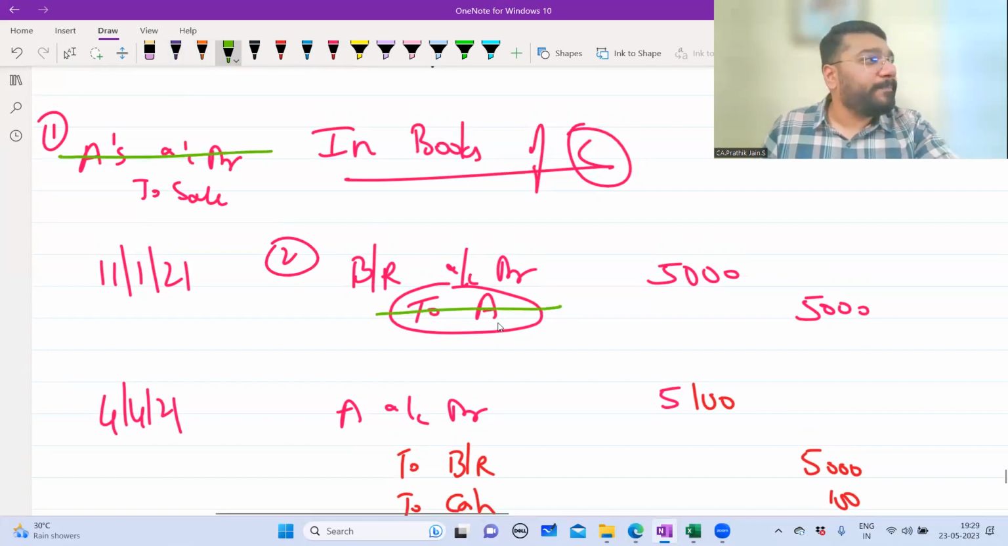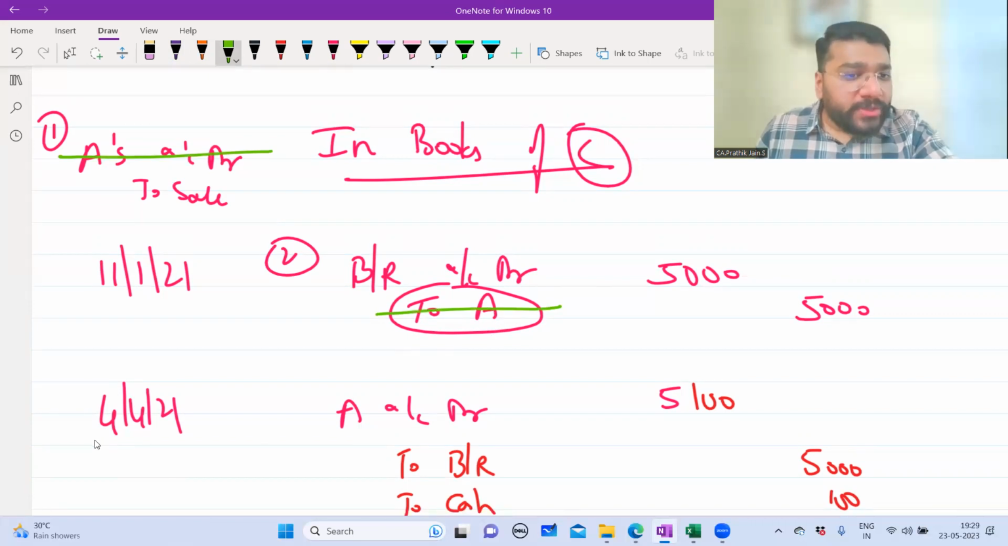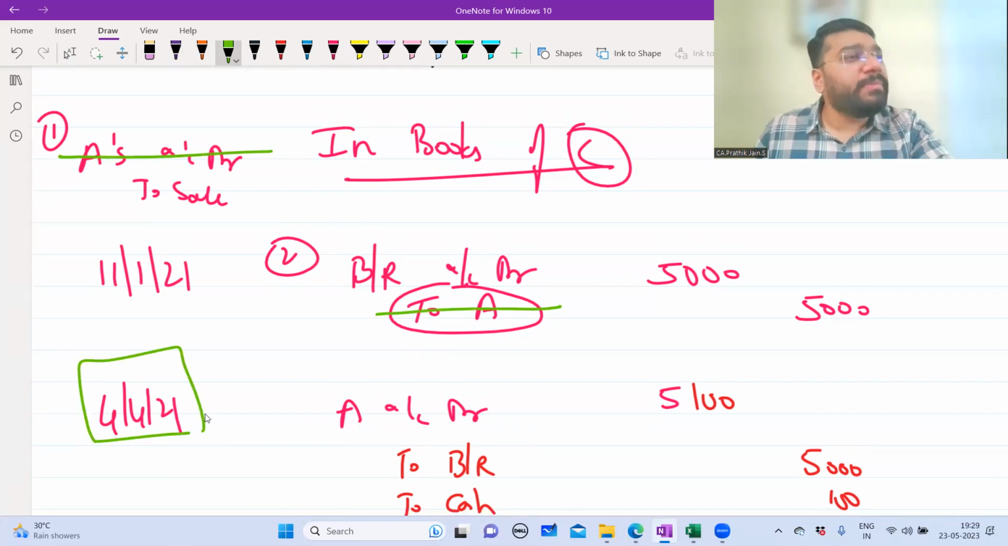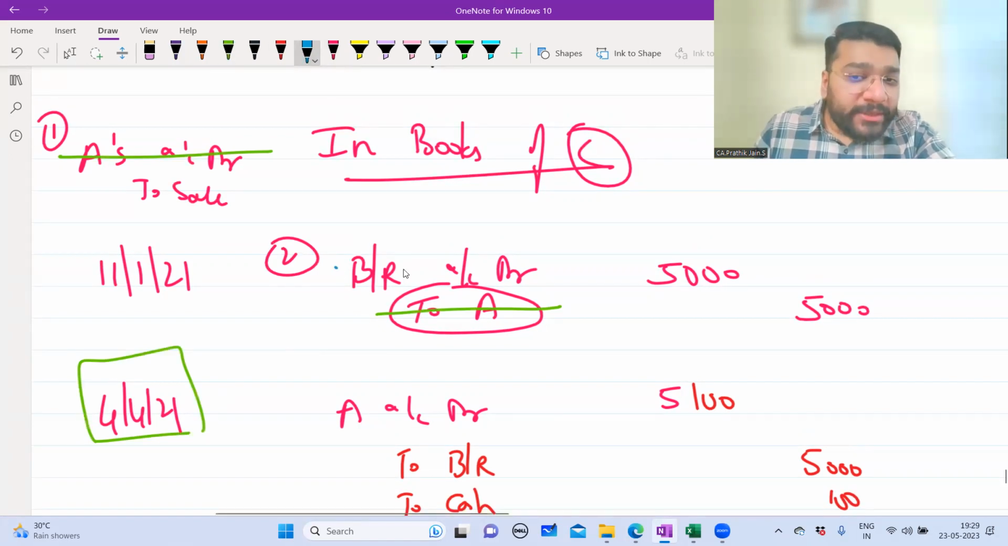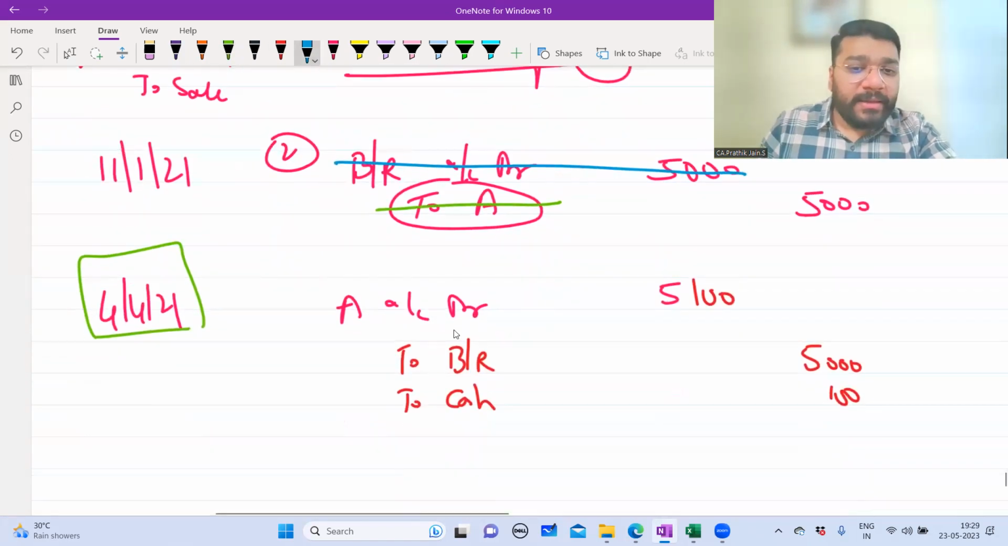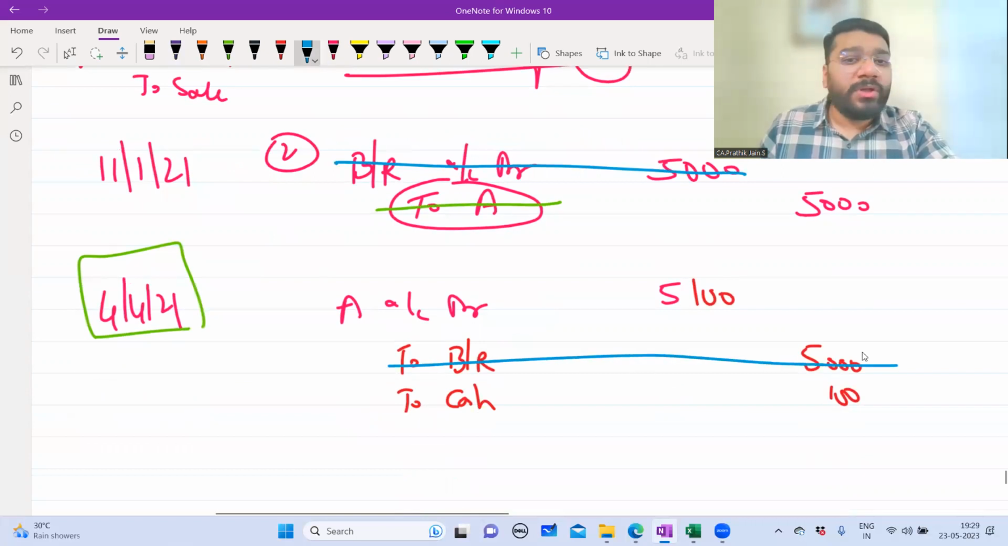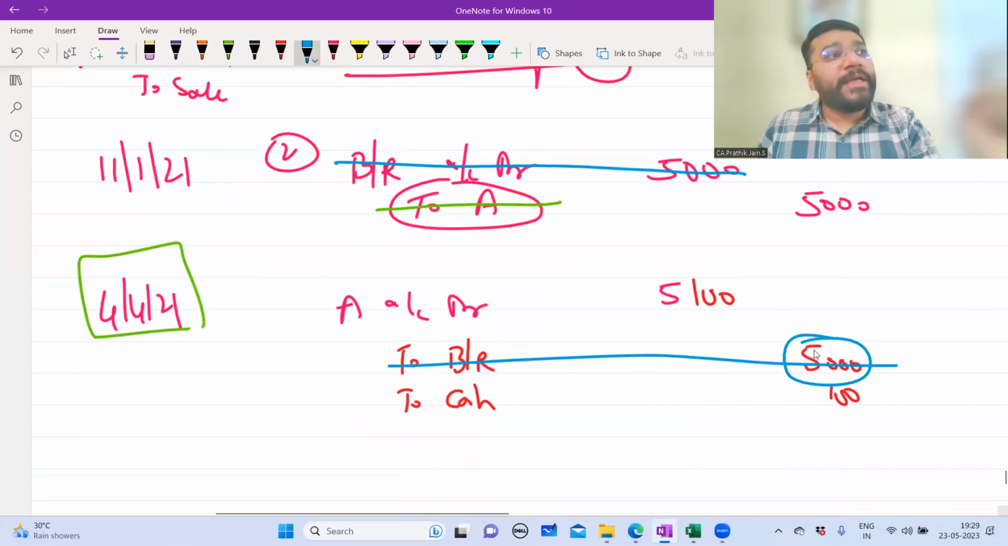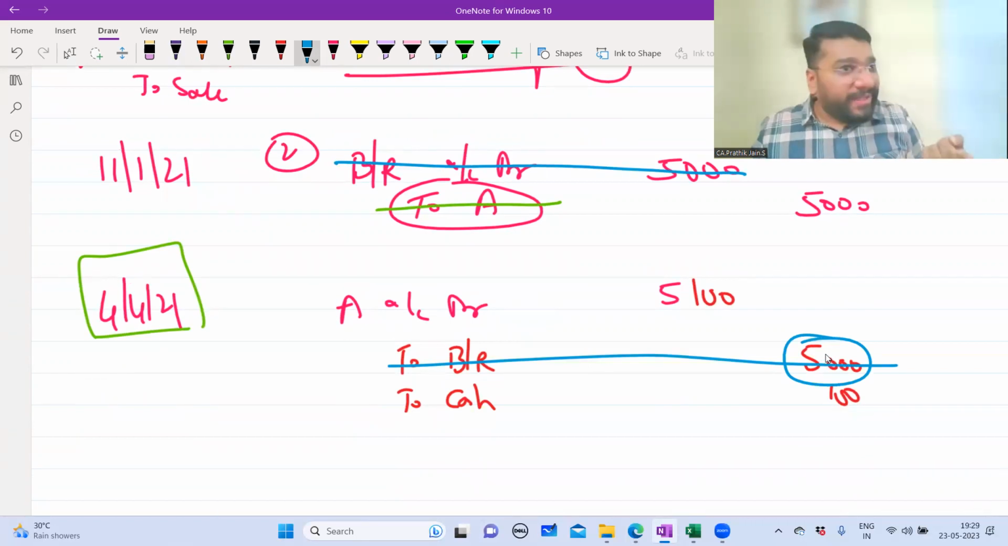Am I right? Then because of dishonourment, on the maturity date, the bill is dishonoured. The validity of the bill is gone. So don't you think that my bill needs to be cancelled? So bills receivable is knocked off. 5,000 you're closing the bill, but did you receive the money? No, you're yet to receive the money. So which means you have to recreate the debtor again.